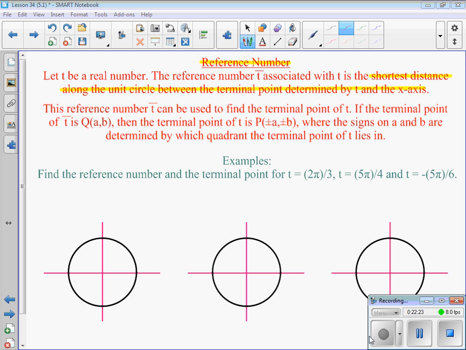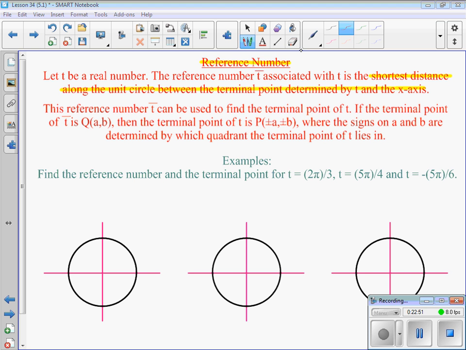All right, reference number. Notice this says number, not point, okay? So we should end up with a number for this. Is pi over 3 a number? Yes, okay? But we don't want a coordinate for this is what I'm saying. So when it says reference number, it's the shortest distance along the unit circle between the terminal point determined by t and the x-axis. That might sound confusing. I'll show you how to do it here.